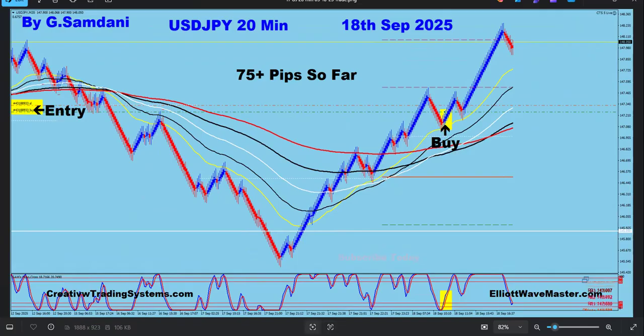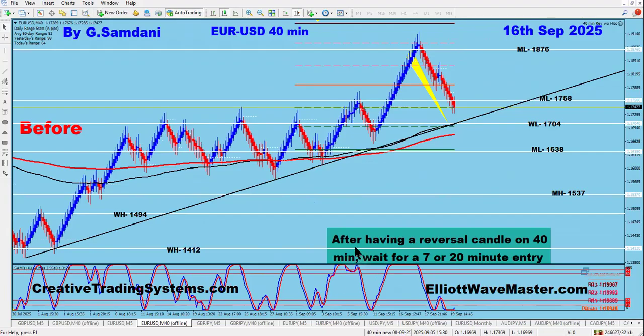First entry, let me show you my 40-minute chart, and it is always written there. After having a reversal candle on 40, the first entry, wait for a 7-minute or 20-minute entry, right? So either you take 7, or if you miss the 7-minute entry, then the 20-minute entry will show up later on, and you take that. Or you can take 7-minute and 20-minute both as well. But my robot does not open two trades at the same time.